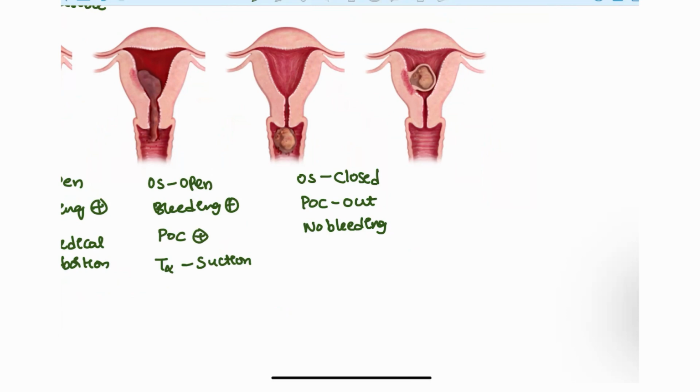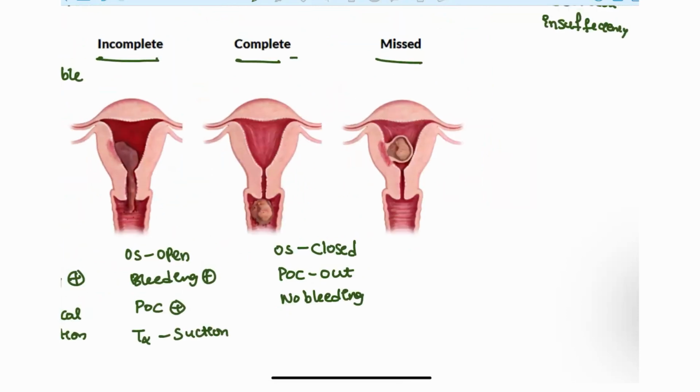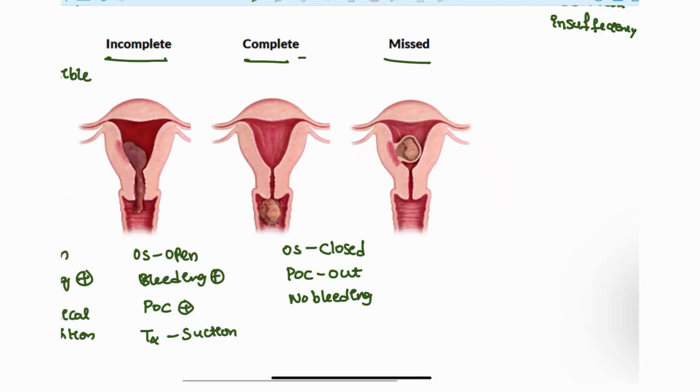Next, missed abortion. How can we understand whether it is a missed abortion or a threatened abortion? Because here also the os will be closed and no bleeding manifestations are seen.